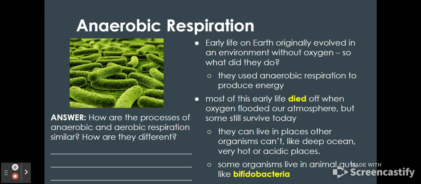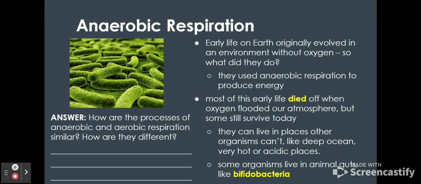All right, so anaerobic respiration. Early life on Earth originally evolved in an environment without oxygen. So they used anaerobic respiration to produce energy. Most of this early life died off when oxygen flooded our atmosphere because it was toxic to them, but some still survive today. We can mostly see them in bacteria. They can live in places other organisms can't, like the deep ocean or really hot and acidic places without oxygen.